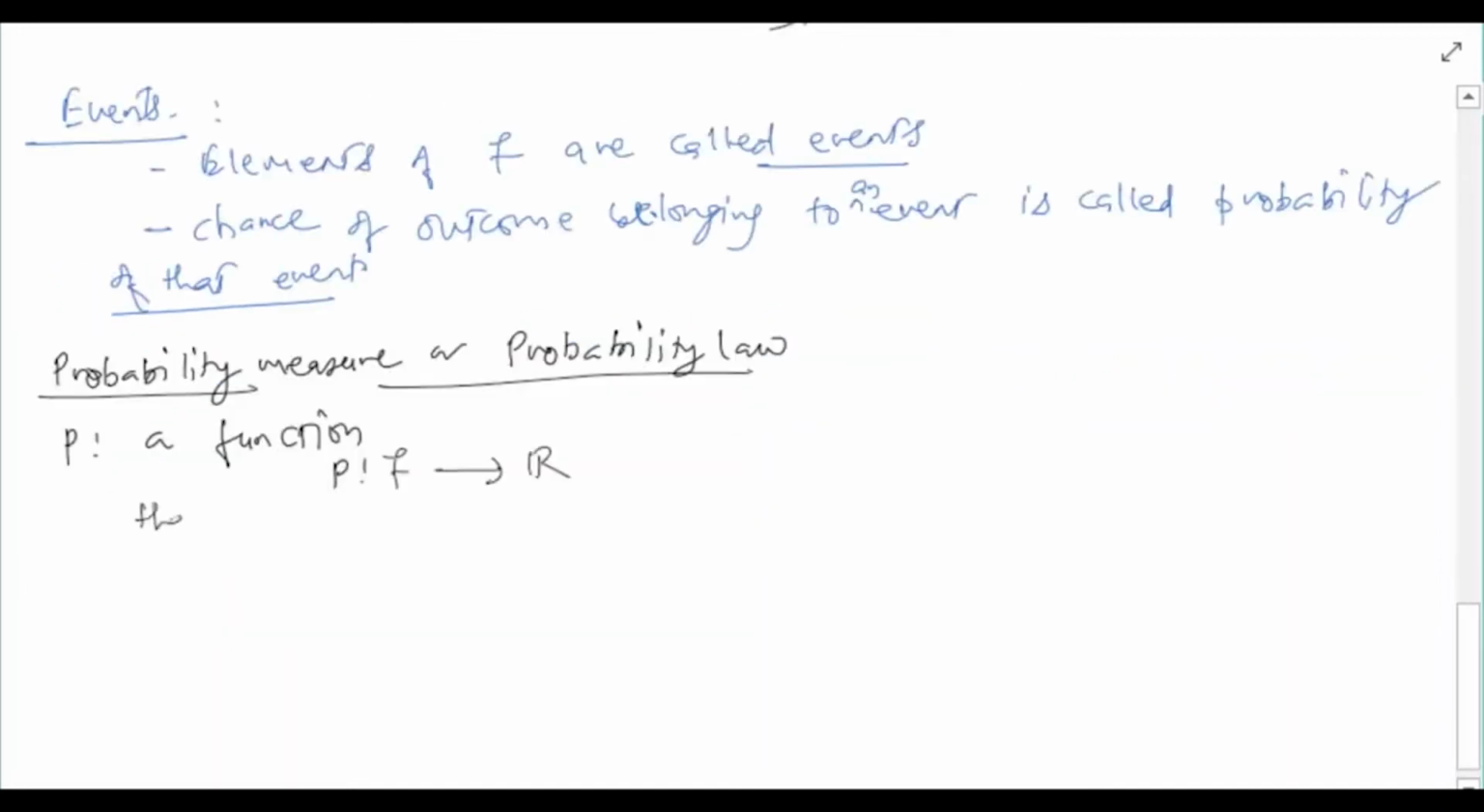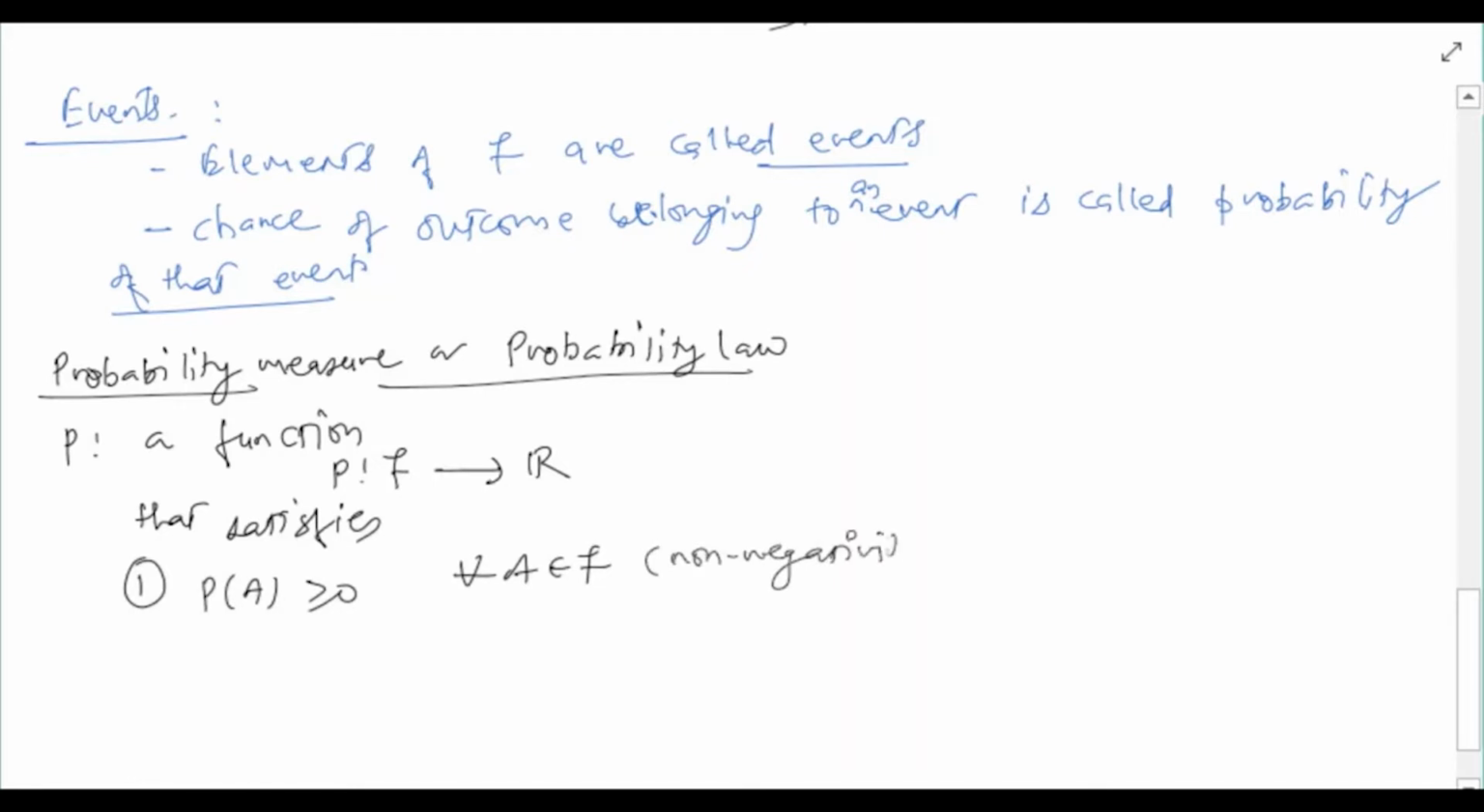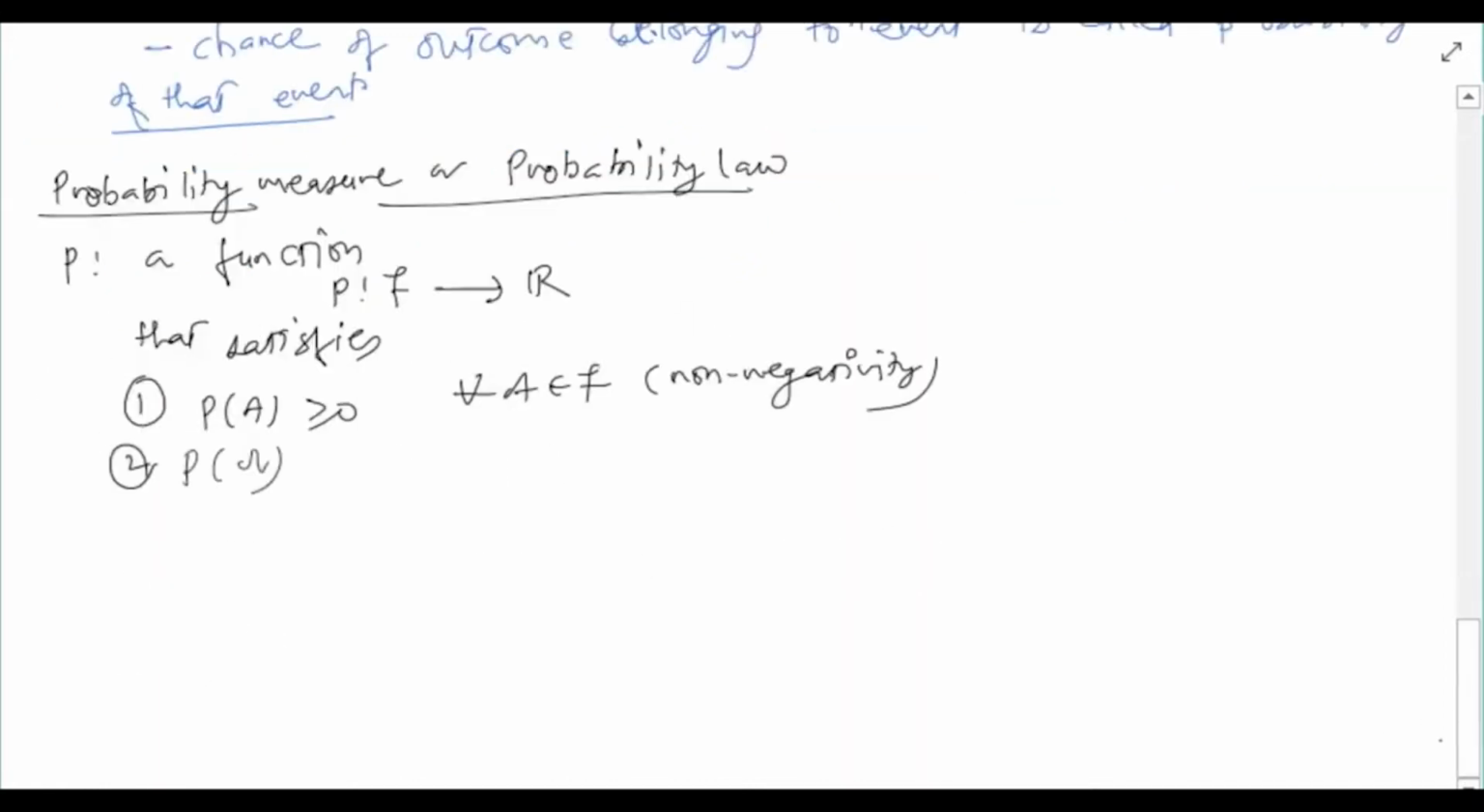that satisfies the following properties. The first one is P of A is non-negative for all A in F. This property is called non-negativity. The second property says P of the whole sample space, P of omega is 1. This is normalization.